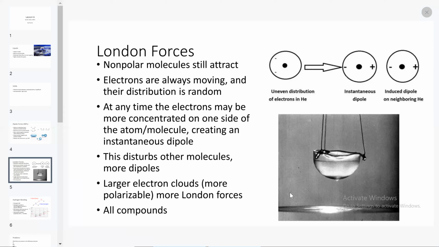And one point I want to emphasize is that all compounds have London forces. All compounds, all atoms, everything has electrons, so they all have London forces. Although sometimes they're very weak. So like in helium, we have very, very weak London forces.